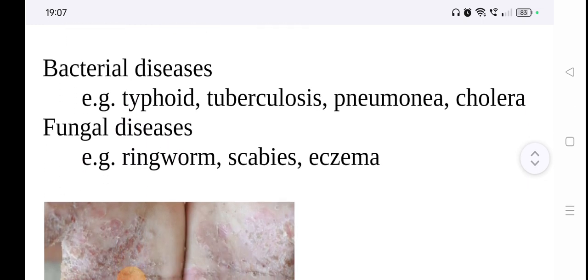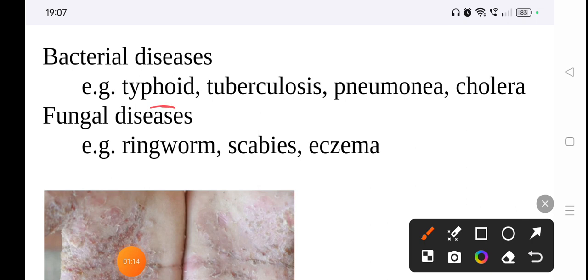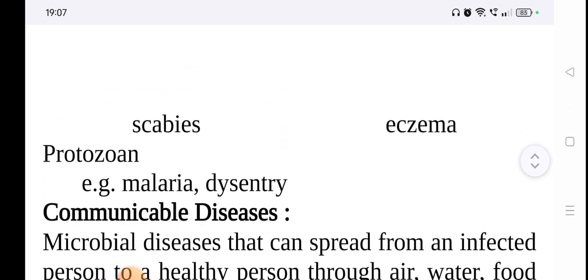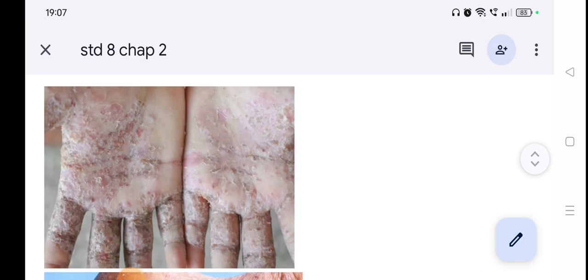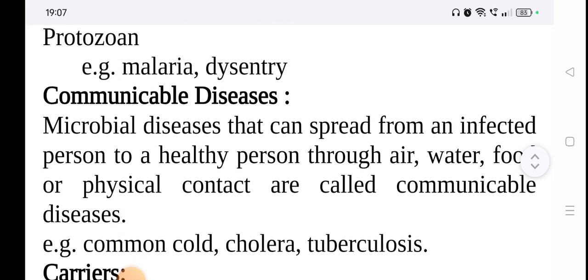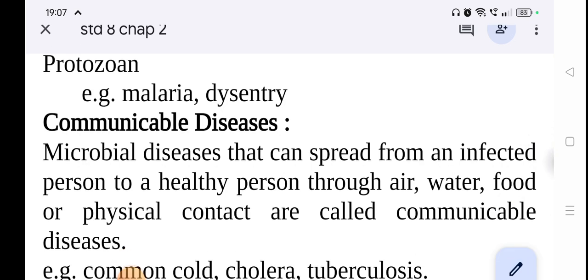Which are the bacterial disease? Example, typhoid, tuberculosis, pneumonia, cholera. Fungal disease, example, ringworm and scabies, eczema. See, these are the pictures of scabies and eczema. Now protozoan, example malaria and dysentery.